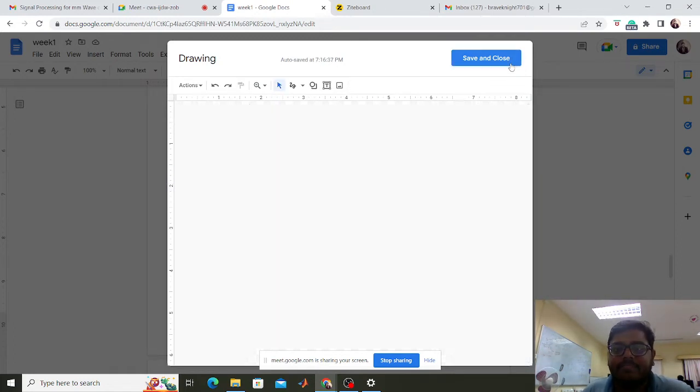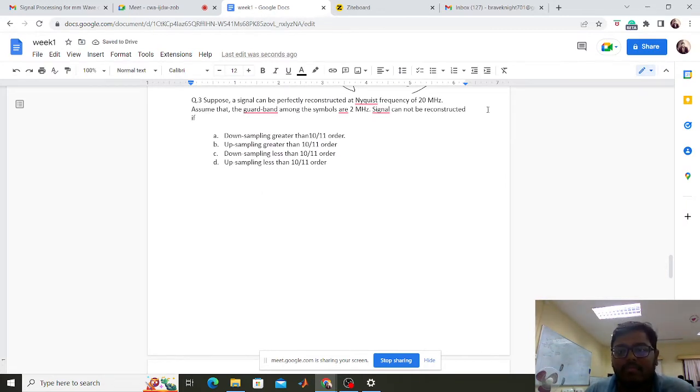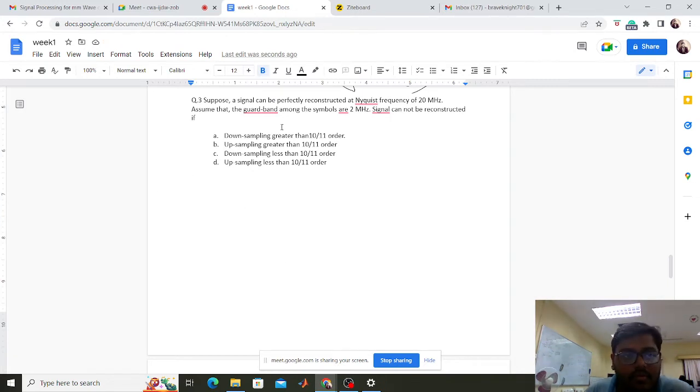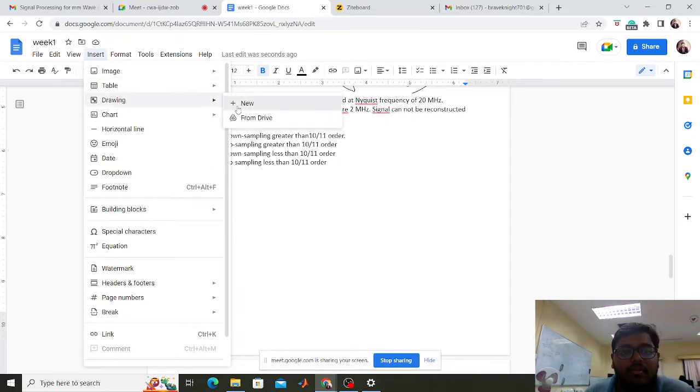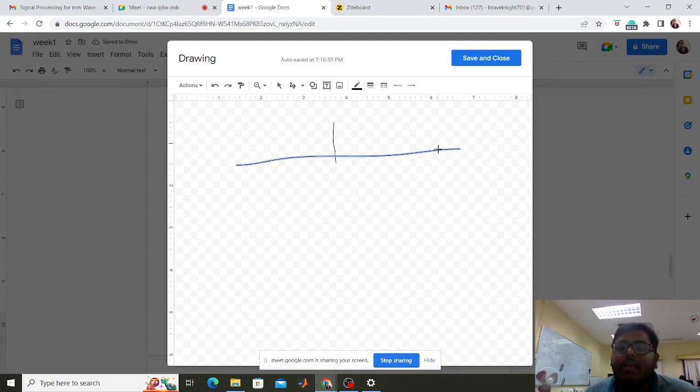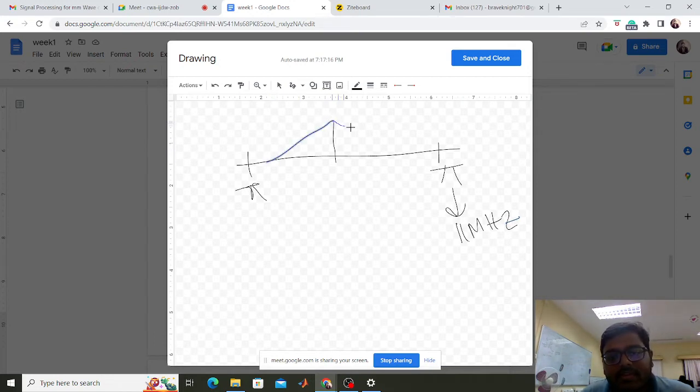So let me draw the spectrum again. This is in the baseband. This is pi, 0, minus pi, and this is the maximum frequency, and it corresponds to 11 megahertz, as the guard band is 2 megahertz, and the signal is from minus 10 megahertz to 10 megahertz.